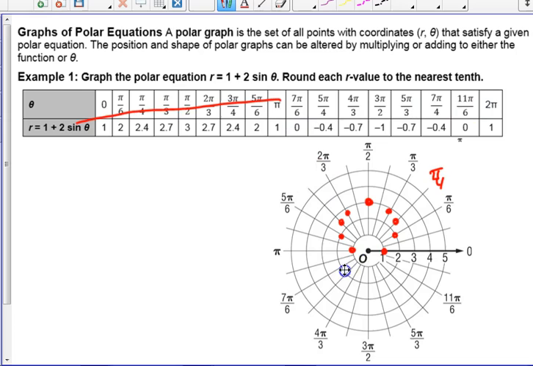And as we continue around, it says 7 pi over 6, you go out nothing. So you're still at the, does anybody remember what that's called? Not the origin anymore. I would call it the center. It's called the pole. Okay, the pole. And this is called the polar axis. This line over here. Okay, I'm going to need that in a minute.